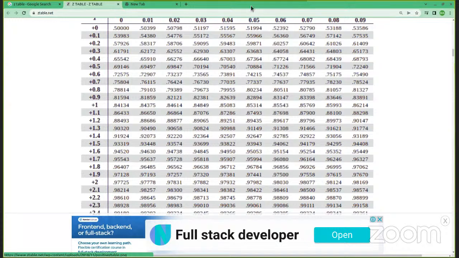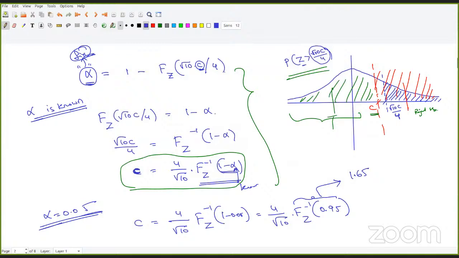Perfect. Thank you. Okay, so completing that exercise, FZ inverse of 0.95 is 1.65, right? Yes, 1.65. So now can we complete that, sir?